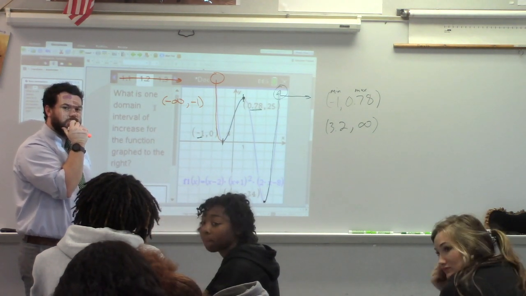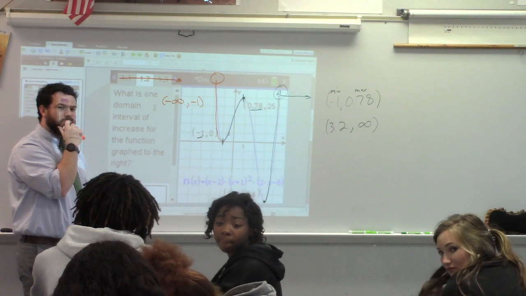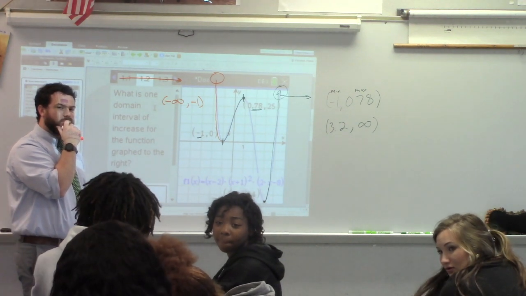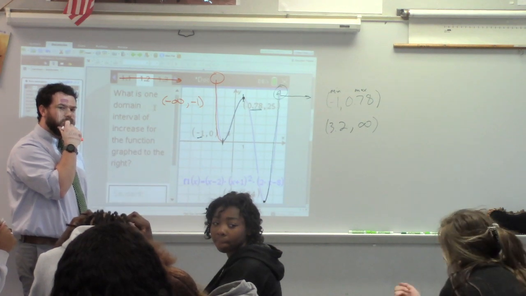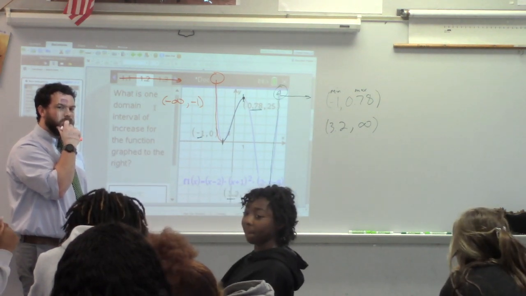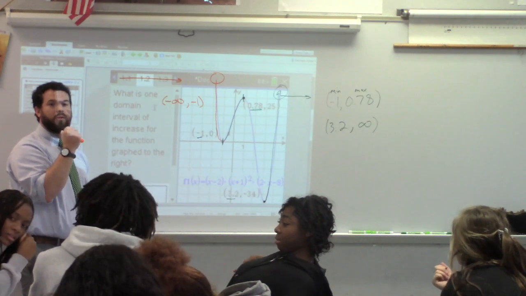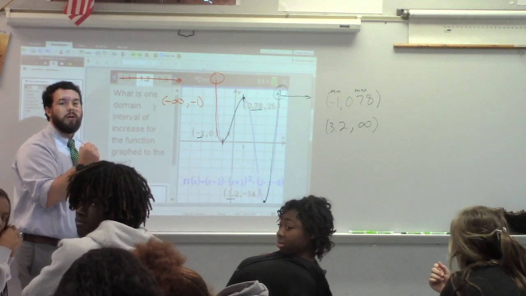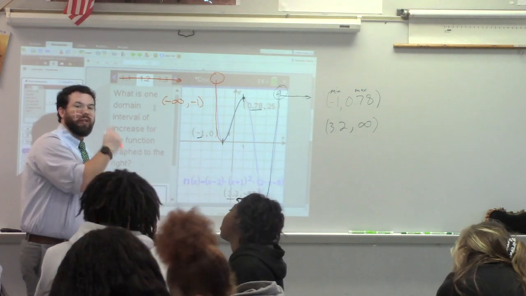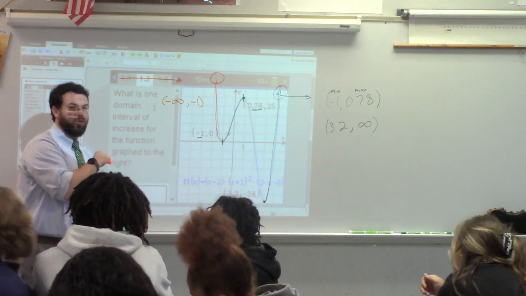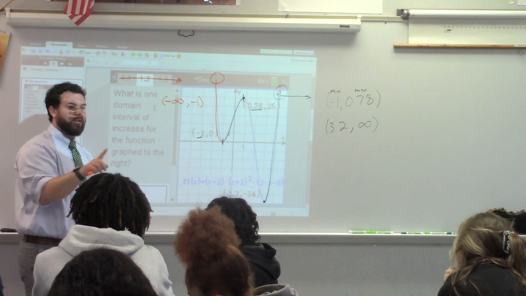I remember you saying something about them being able to be matched, or like you can add a point or something. Mm-hmm. So yeah, that's the idea of an open point versus a closed point in general. And I will say this, you have to worry about that for domain and range, but for intervals of increase and decrease, it's always parentheses. And I'll explain why in a second.